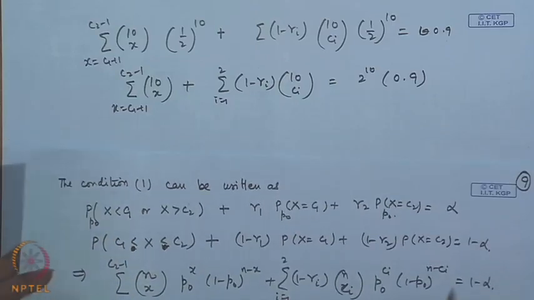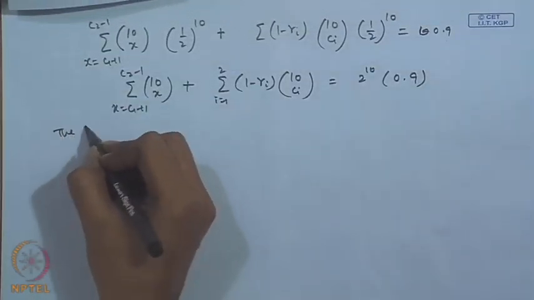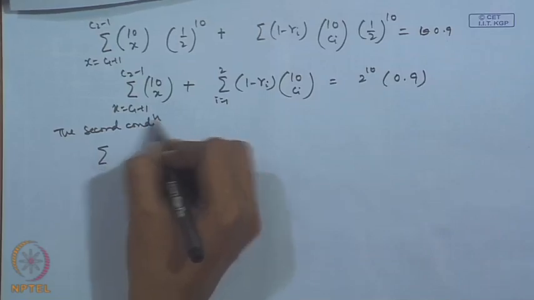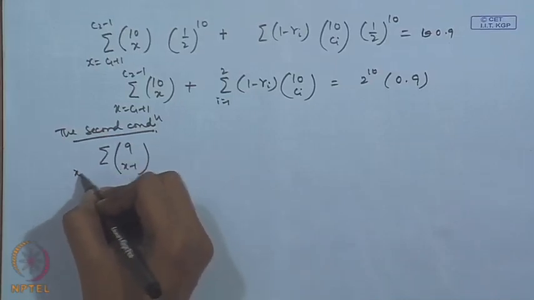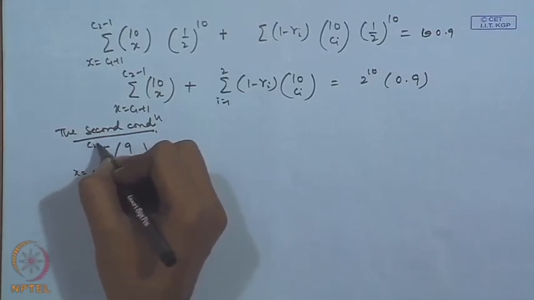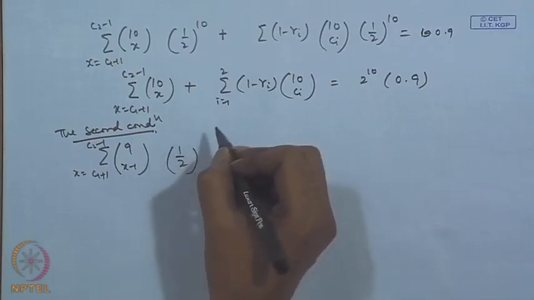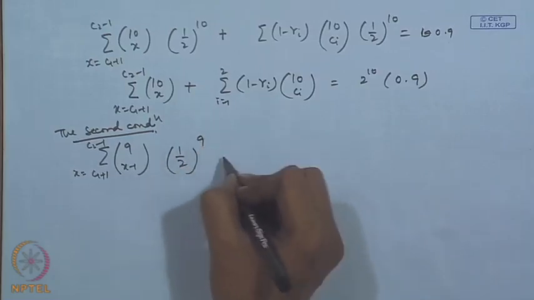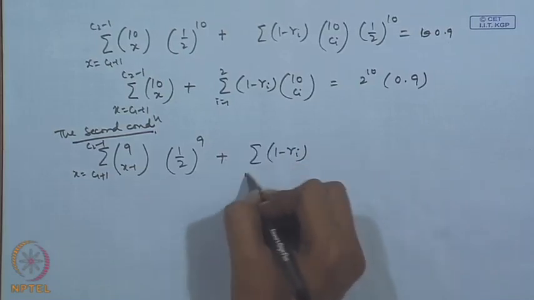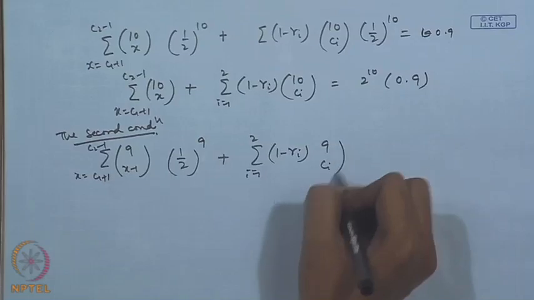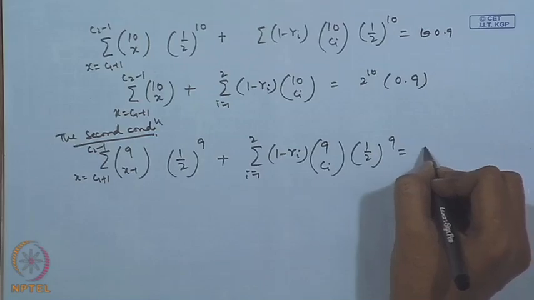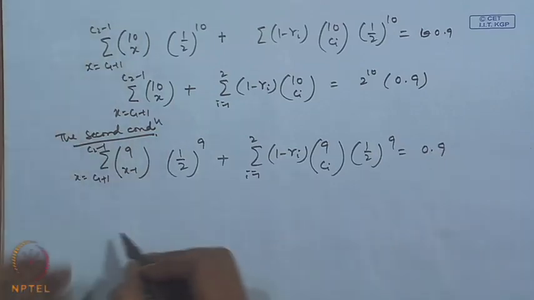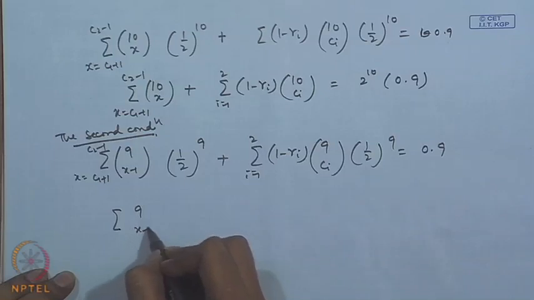And similarly, if you look at the second condition, it will become sigma 9 C x minus 1, x is equal to C 1 minus 1, C 1 plus 1 to C 2 minus 1, half to the power 9 plus sigma 1 minus gamma I, I is equal to 1 to 9 C C I, half to the power 9 is equal to 0.9. So, this will become equal to sigma 9 C x minus 1.